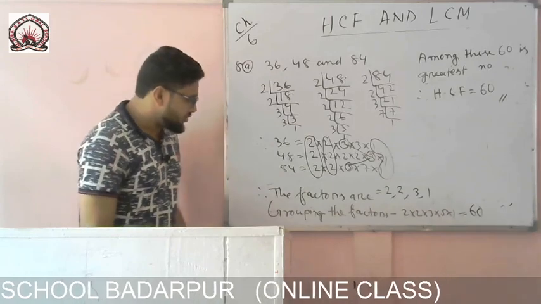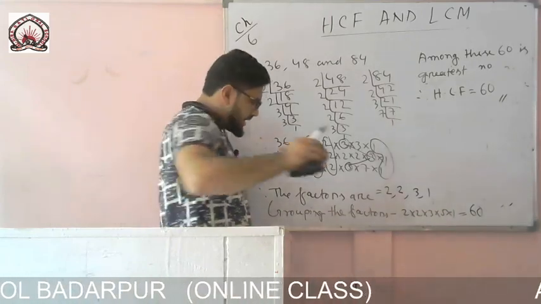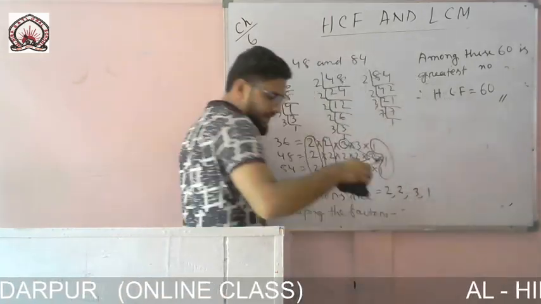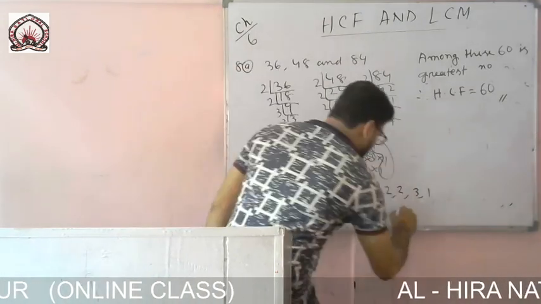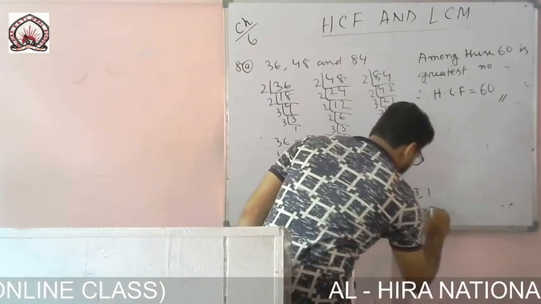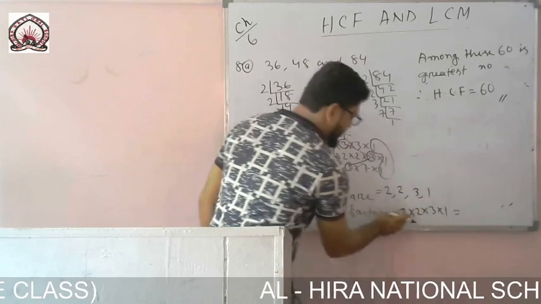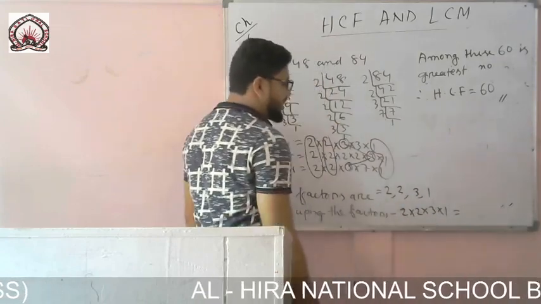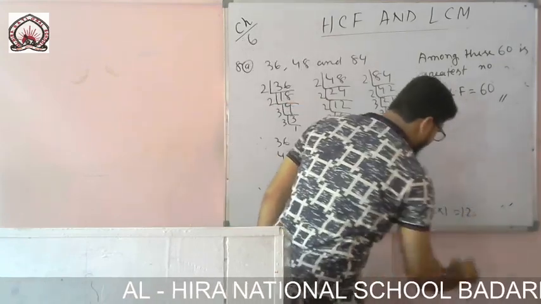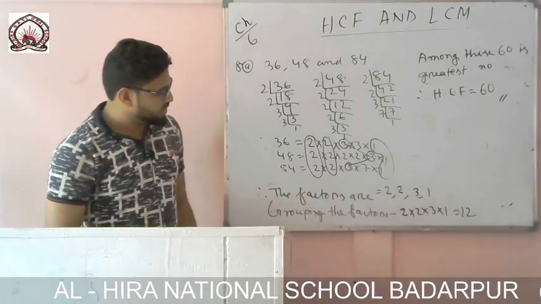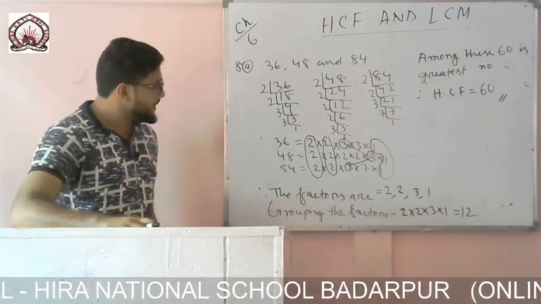Okay. Now grouping the factors. Now you group the factors. What will we get? 2 into 2 into 3 into 1 equals what? 2 twos are 4, 4 threes are 12, 12 ones are 12. So 12. Okay.